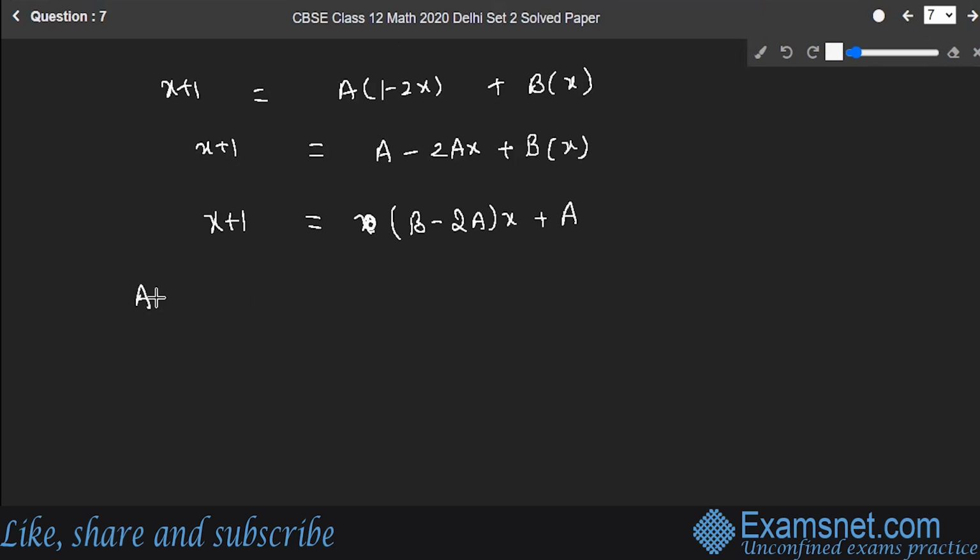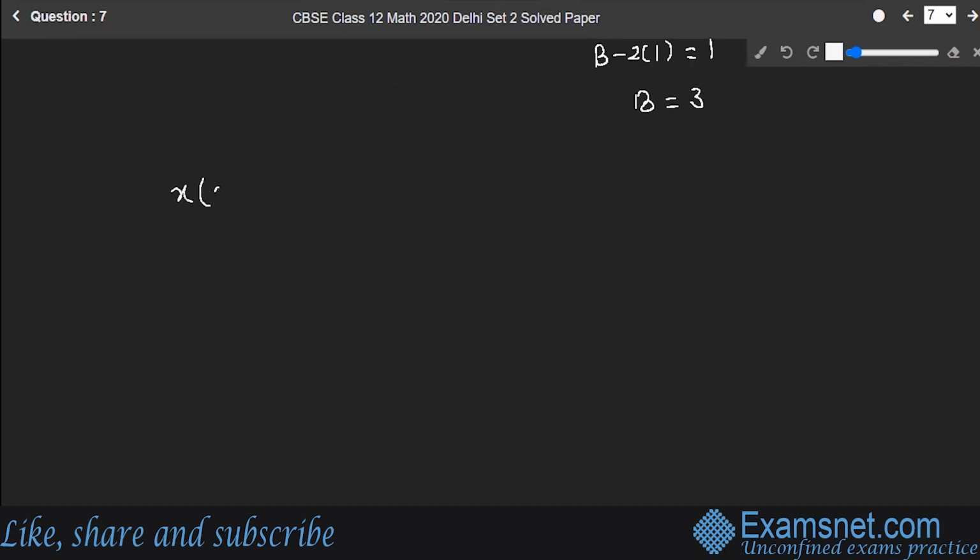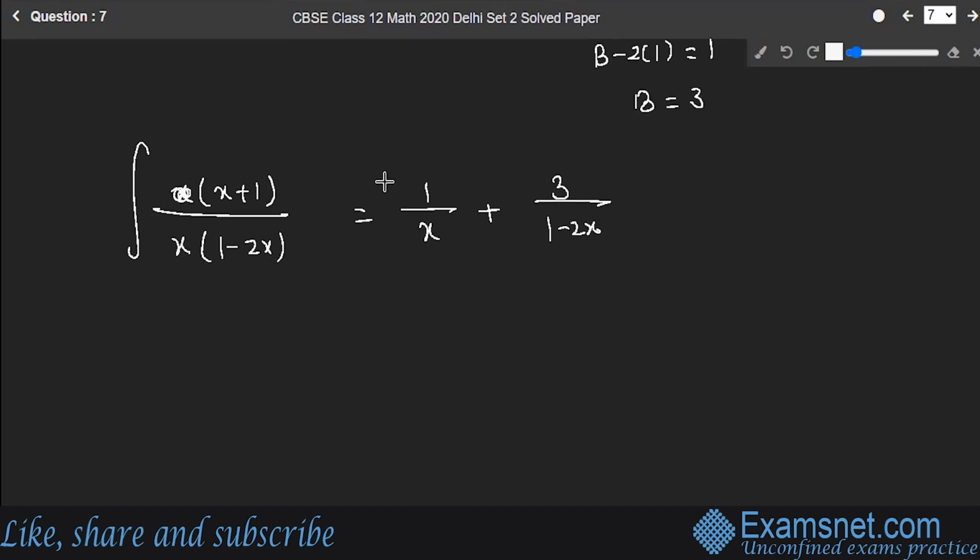So comparing the coefficients, you get a is equal to 1, which is the constant, and b minus 2a is equal to 1, which is the coefficient of x. So b minus 2 into 1 is equal to 1, which gives you b is equal to 3, which simply means that x plus 1 upon x into 1 minus 2x can be written as 1 upon x plus 3 upon 1 minus 2x. Now, this is what you needed to find out. We have to do the integration on both the sides.